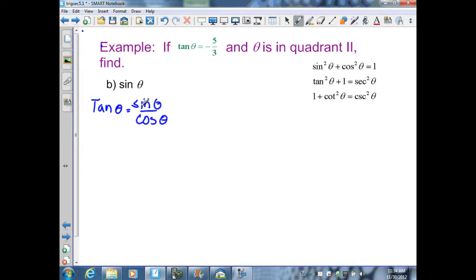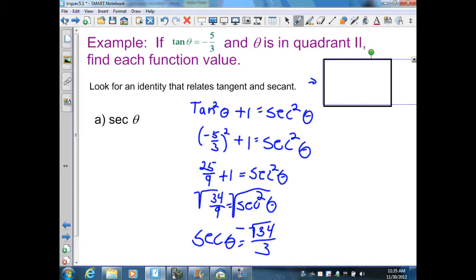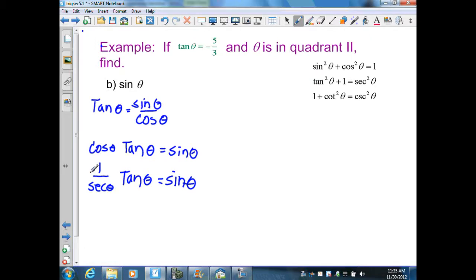Now I can solve this identity for sine theta. So I multiply both sides by cosine theta. That gives me cosine theta times tangent of theta equals the sine of theta. And I know that the reciprocal of cosine theta is secant of theta, so 1 over secant of theta times the tangent of theta equals the sine of theta. And I want to do that because on the previous part of this example, I already solved for the secant of theta, so I can use that solution in this part of the problem.